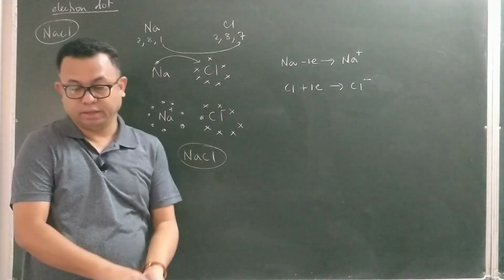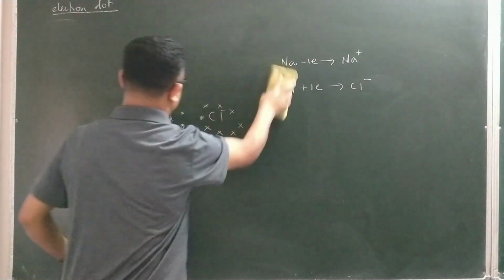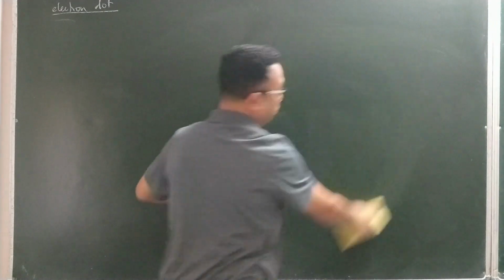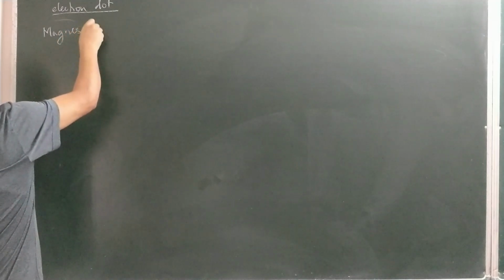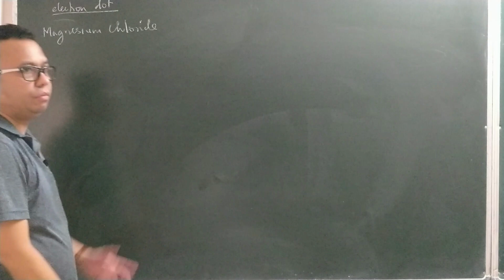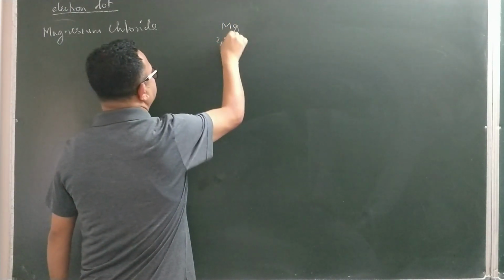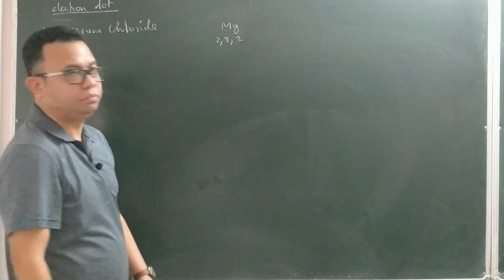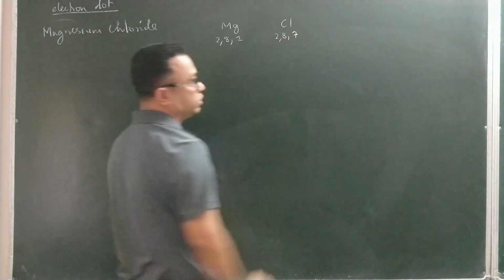Now let me go to the next one, magnesium chloride. Now, why I am writing the word is because many times there will be confusion. What is that confusion? Magnesium has configuration 2, 8, 2, so its outermost shell is 2. And chlorine has outermost shell 7.